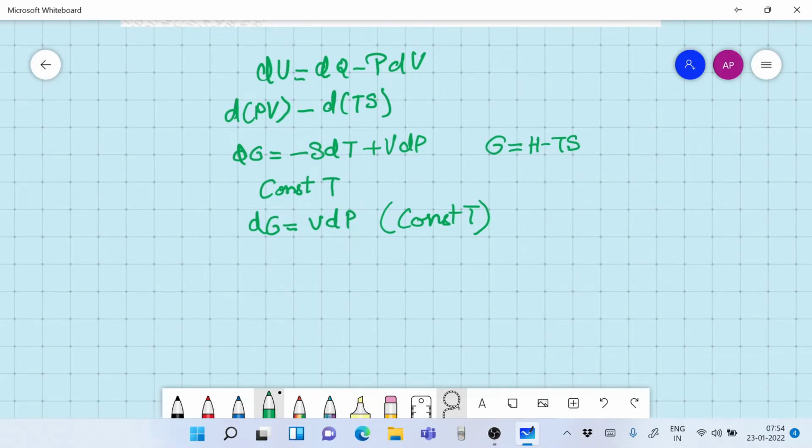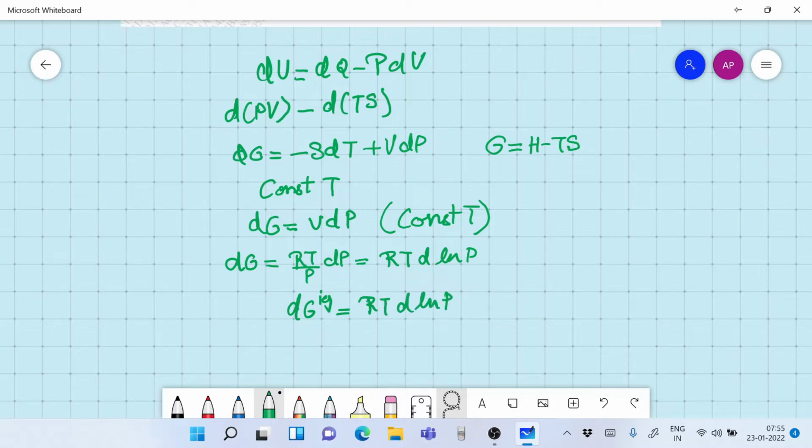Now, if we apply this to an ideal gas, we get dG is equal to RT by P dP, which can be written as RT d ln of P. So we know that the change in Gibbs free energy for an ideal gas is going to be equal to RT into d ln of P. This change is at constant temperature.